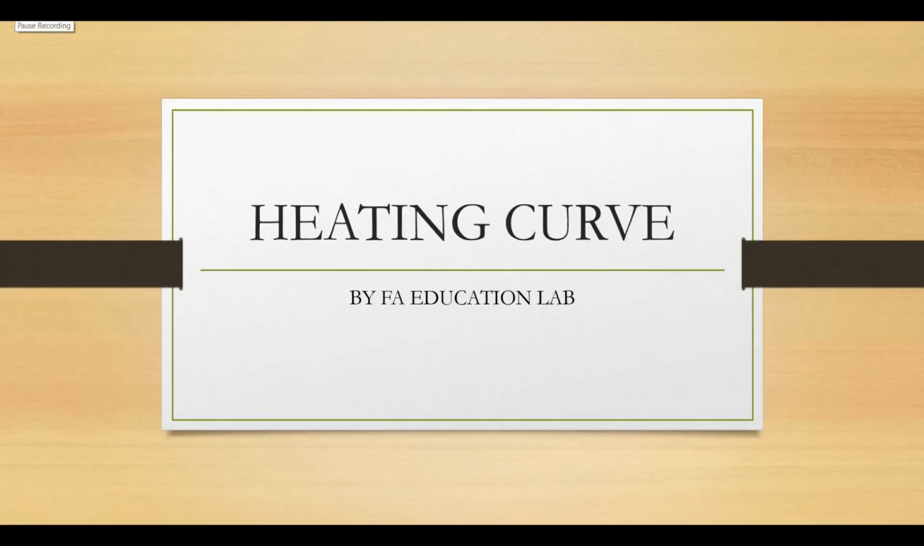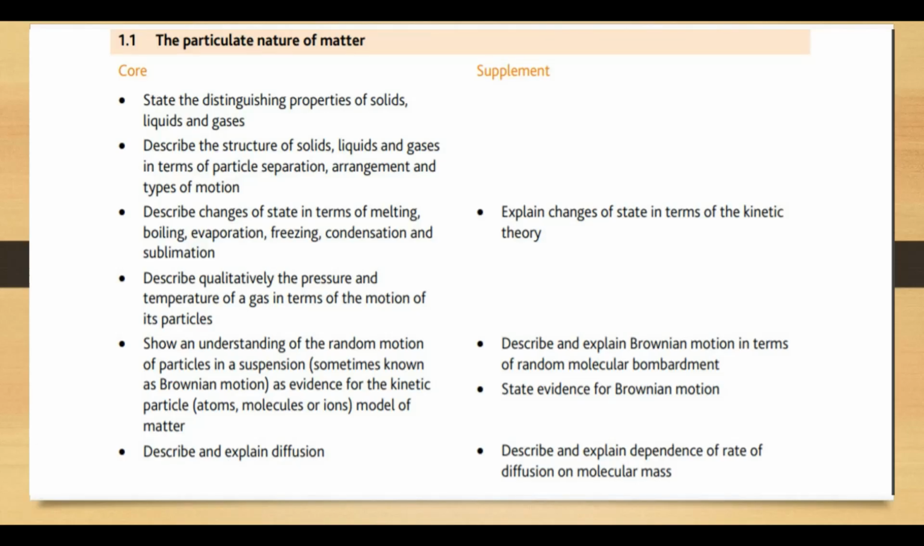In today's video we are going to discuss the heating curve, and we are also going to cover some new concepts. Let's have a look at them. Here you can see that we are also going to show an understanding of the random motion of particles in a suspension, known as Brownian motion, as evidence for the kinetic particle model of matter. We are also going to describe and explain diffusion, and explain changes of state in terms of the kinetic theory. So without wasting our precious time, let us get started.